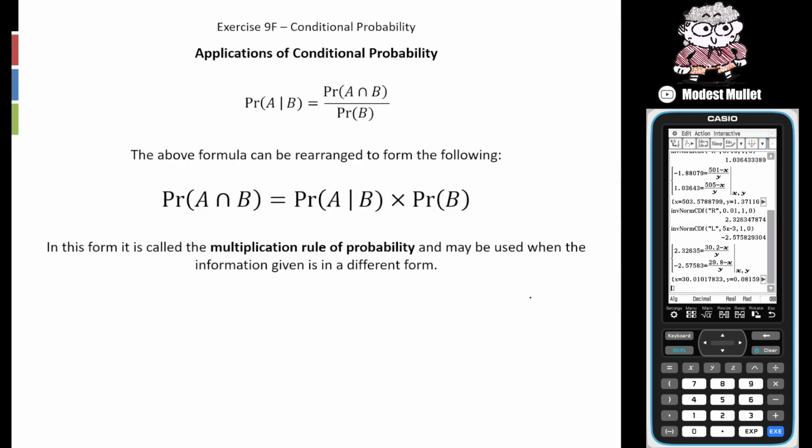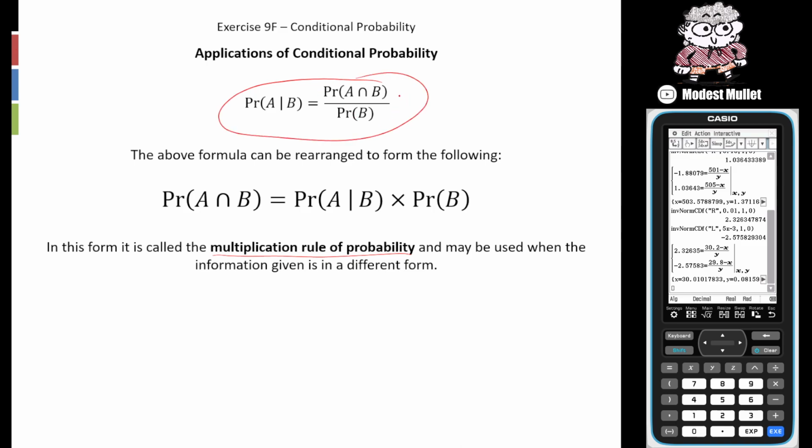One handy thing with the conditional probability rule is that you can rearrange it. You can actually rearrange it to get the intersect by itself. Once it's rearranged like this, it's technically called the multiplication rule of probability. I never remember it written this way. I just know that you can rearrange this.